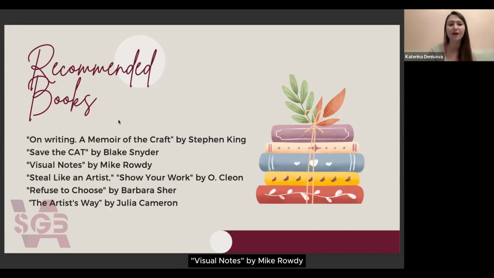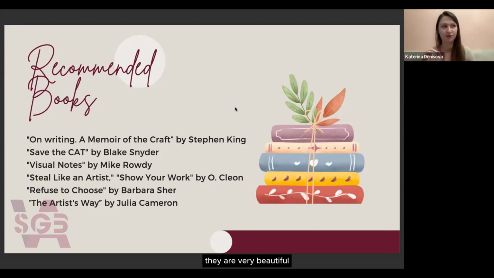Visual Notes by Mike Rohde. It's just a good book to help you make all the notes that come up in your head in a visual manner. It might help you a little bit as a social media manager, but not obligatory. I love works by Austin Kleon, Steal Like an Artist and Show Your Work. Both of these books are genius.